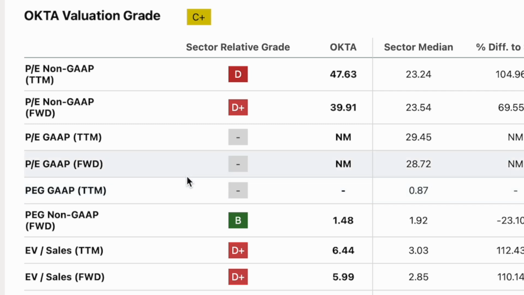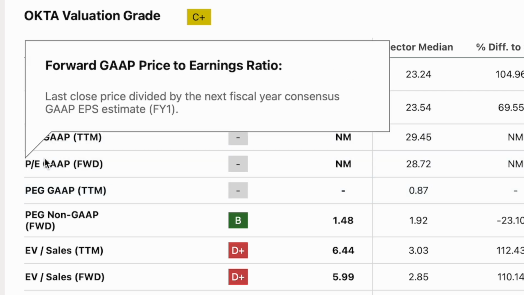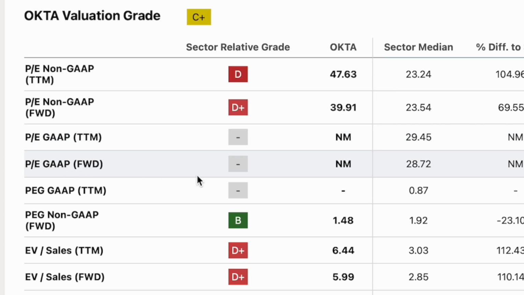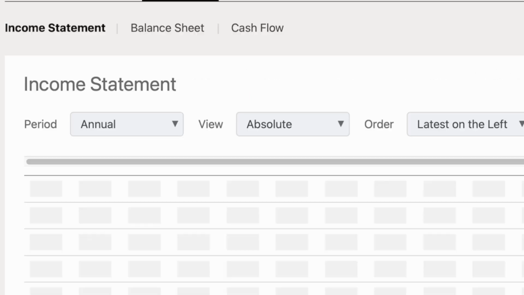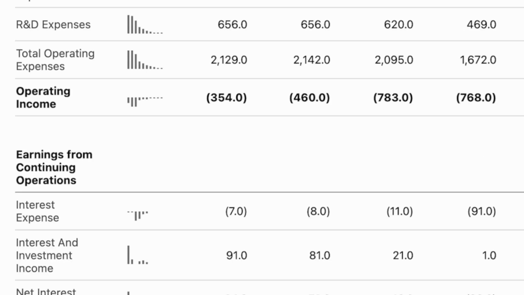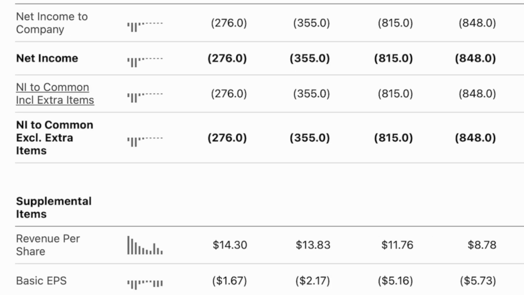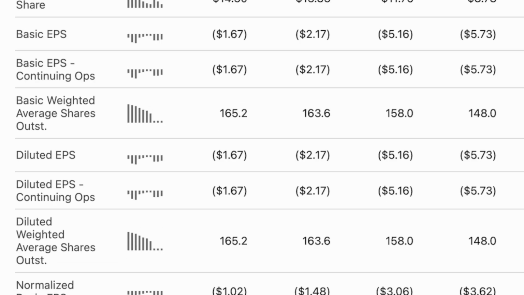Now, if you go to Okta's valuation tab, you can see that their price to earnings trailing 12 months and projected is both NM, or not measured. And the reason for that is because their earnings are negative. And we can see that in their financials right here. Their operating income is negative, and then their net income is negative as well. So obviously, if we come down to earnings per share, we can see that earnings per share is negative.